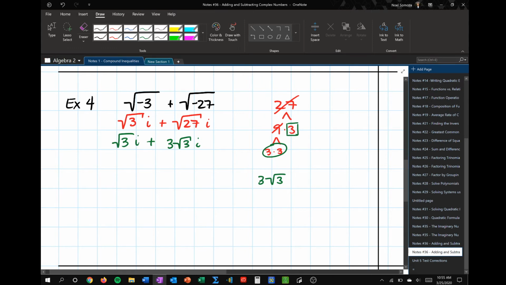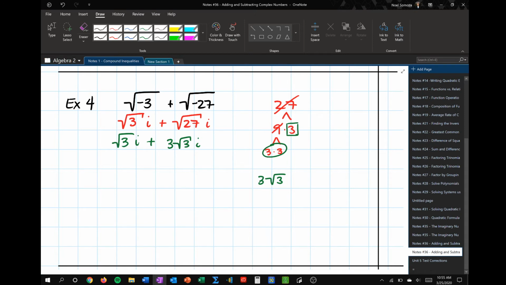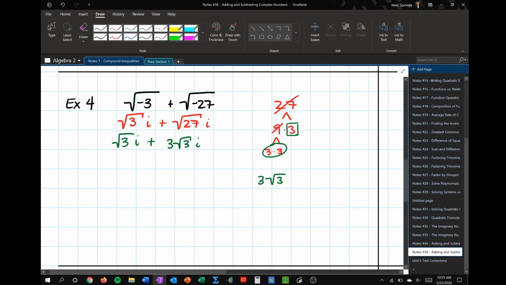Okay, so now, remember what I said before. If they have the same variable, I can add my coefficients. Now, in this case, I don't have a number in front of the square root of 3 for this first part. If I don't have a number there, I can at least put a 1. I have one of them. I have 1 square root of 3i. Okay, so now I want you to think of this square root of 3i as the variable, right?